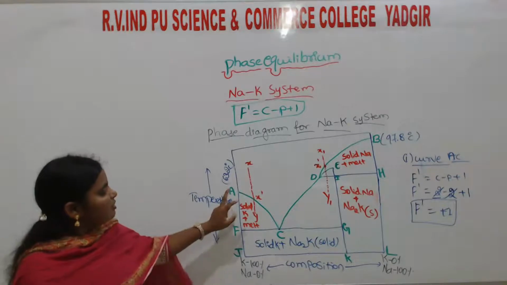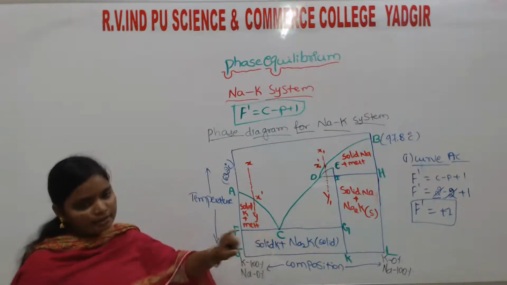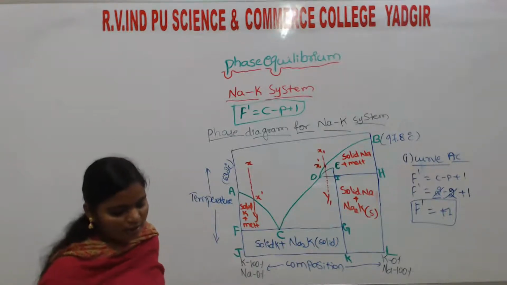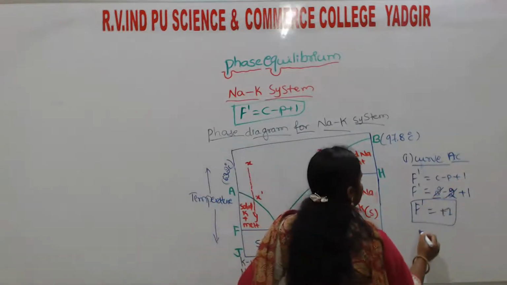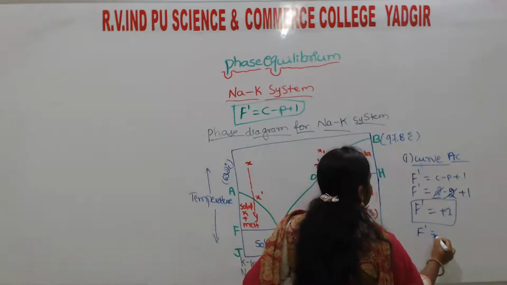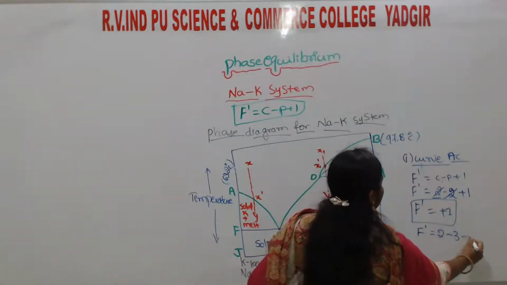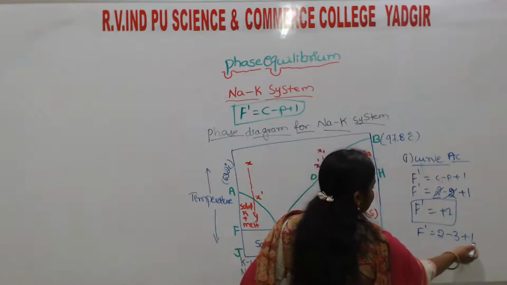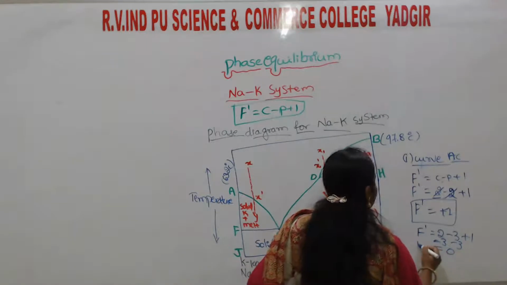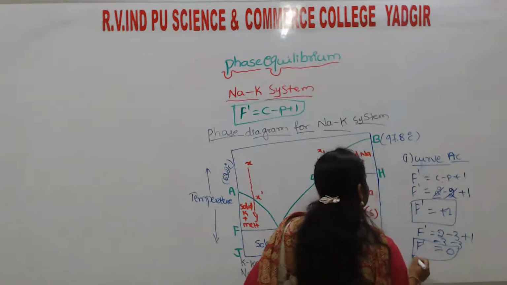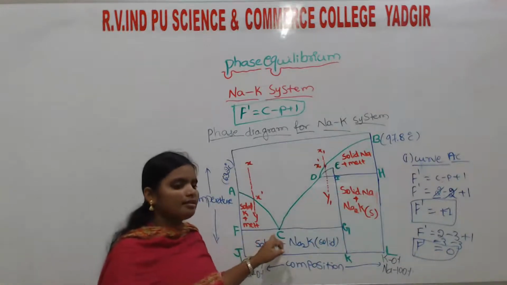And next, the curve reaches this point, and here three phases are present. For the degree of freedom F', C is 2, P is 3, plus 1, so 2 plus 1 is 3, and 3 minus 3 is equal to 0. Here when equilibrium takes place, F' equals 0.